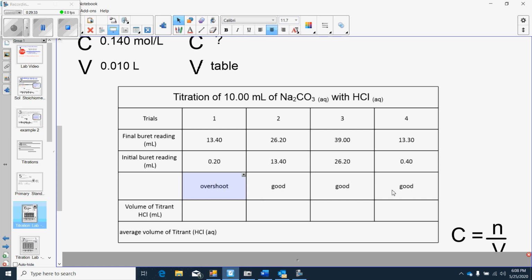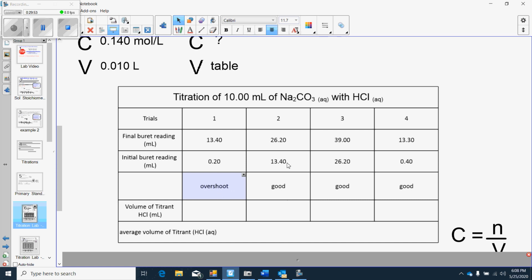So some tables will tell you if the trial was good or not. Some tables won't. They'll just write down the trials. We call this an outlier. So we're not going to use this in our calculation. And that's important. If you have many trials, you find your best three. That's what you want, the best three trials, okay? We'll leave this information out because it wasn't a really good trial.